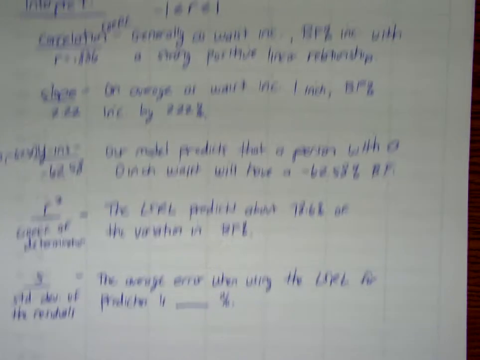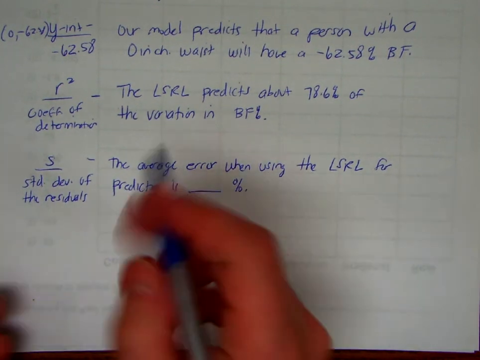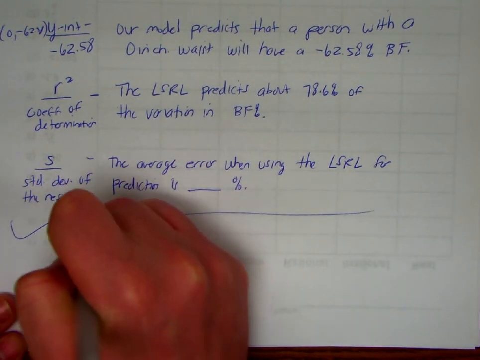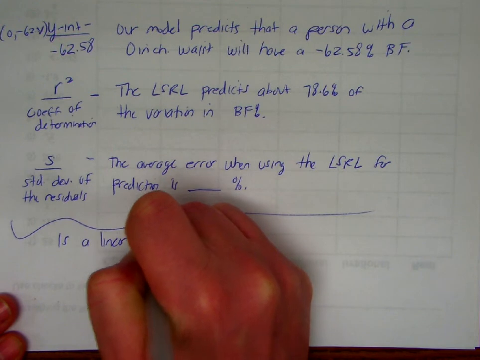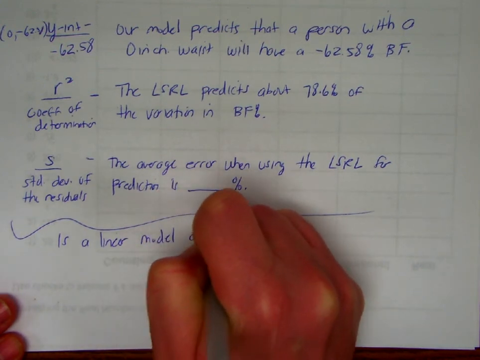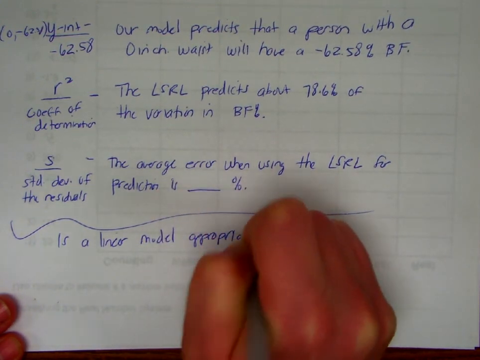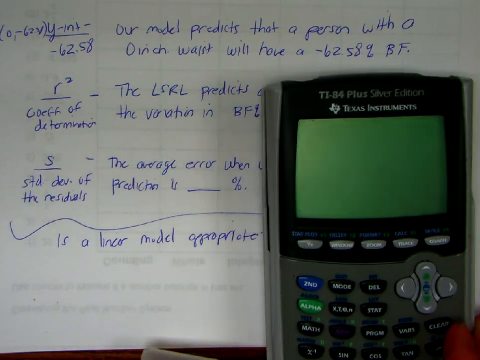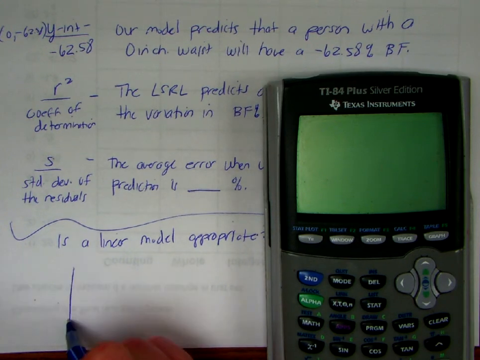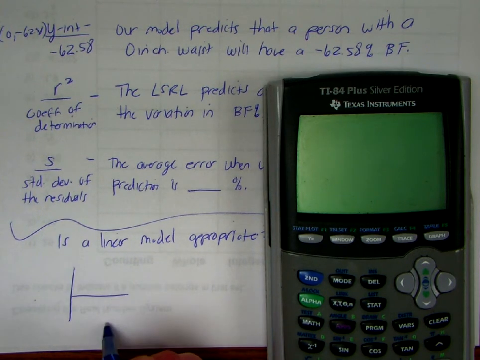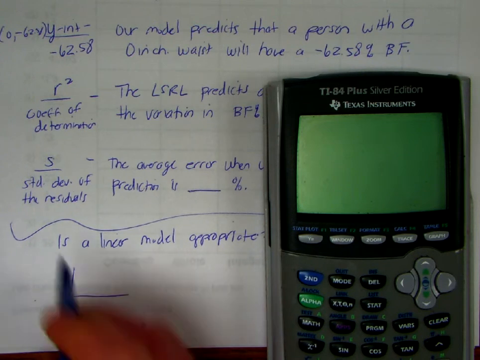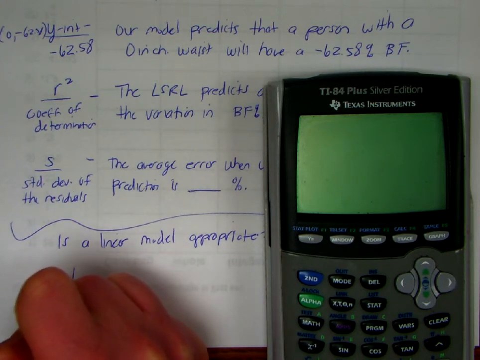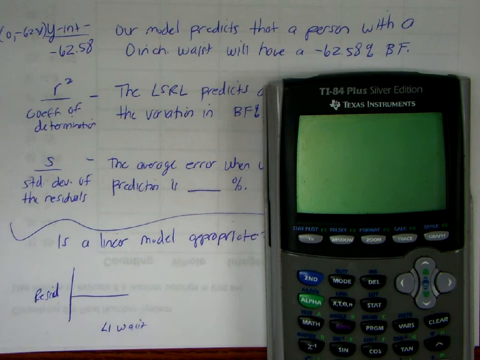Now, another question that I could ask you is: is a linear model appropriate? To answer that question, you have to take a look at a residual plot. So you're going to plot L1, which is waist, against residuals. Residuals get calculated every time you press stat calc 8, so they've already been calculated.